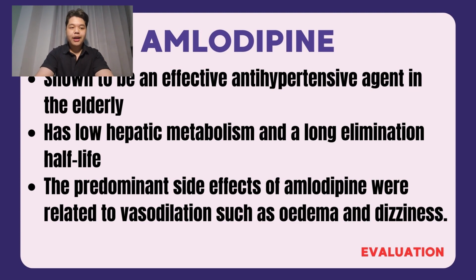Amlodipine has been shown to be an effective antihypertensive agent in the elderly and was actually more effective in elderly patients compared to those aged less than 65 years. It also has a low hepatic metabolism and a long elimination half-life, which allows effective blood pressure control with once daily dosing. Flushing and headache were less common with amlodipine than with other dihydropyridine type calcium channel blockers.